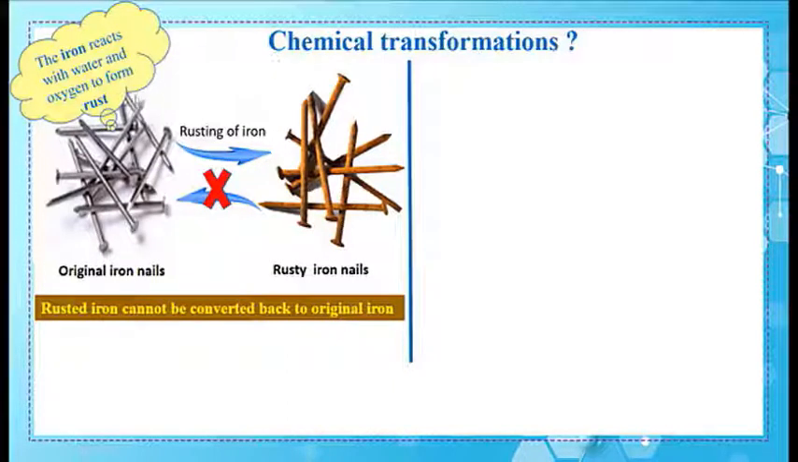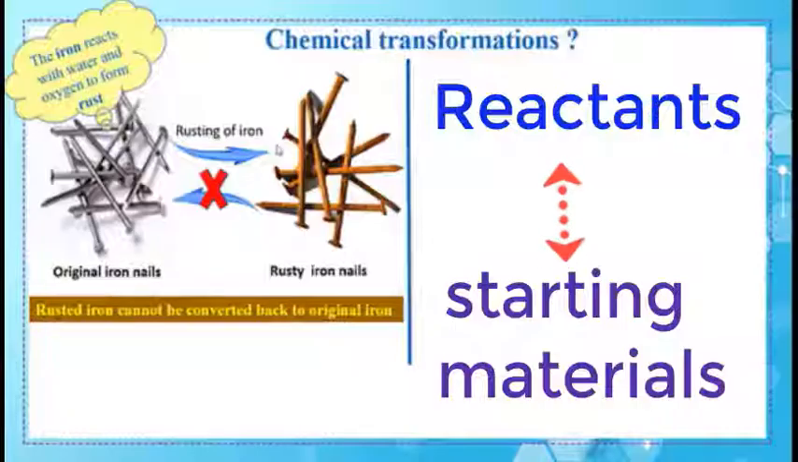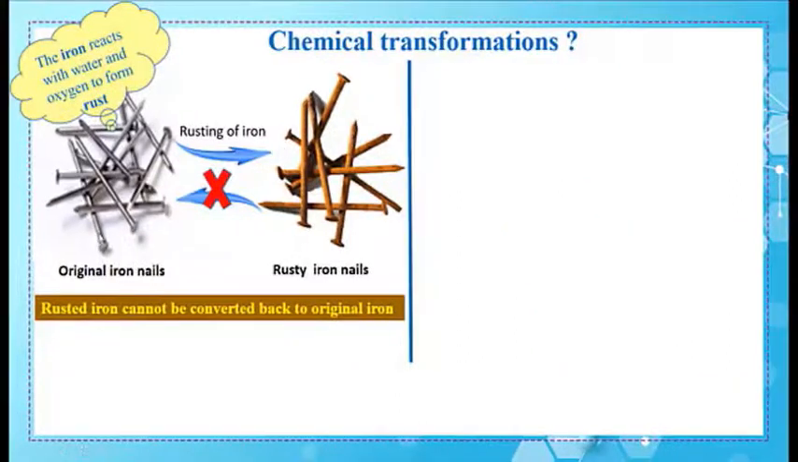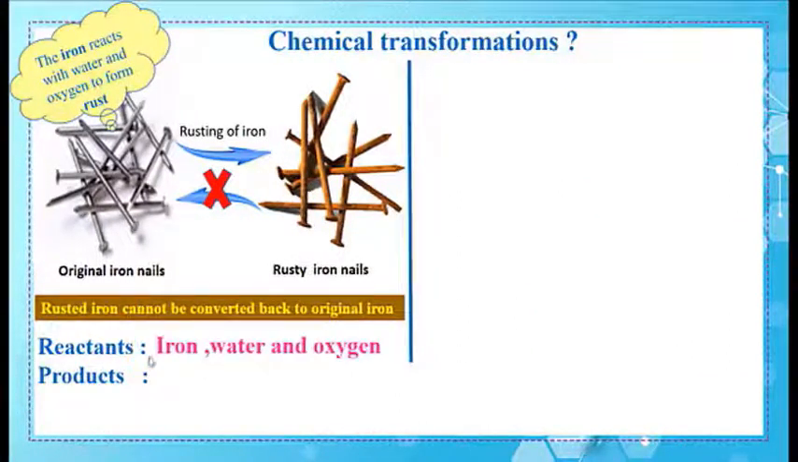Let's mention the reactants and the products here. But before, let's recall. Reactants are the starting materials that we start from, while the products are the obtained new substances at the end. Then what are the reactants? They are iron, water, and oxygen. And the product is rust.